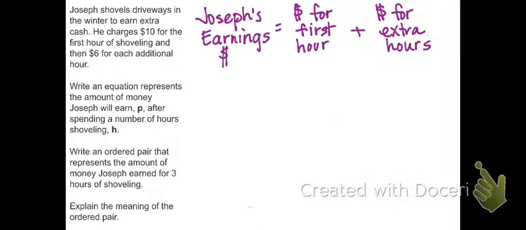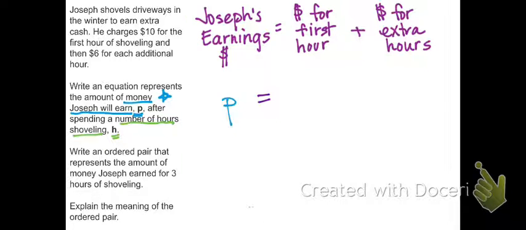So in the second paragraph, we've defined the variables. It says P is the total amount Joe's going to earn. And then also it says that H is the total number of hours he spent shoveling. So let's fill in the structure of our equation I have here with our variables, our numbers. Try to create this equation. So Joseph's earnings, we don't know that. That's what P is. P is how much Joseph is going to earn.